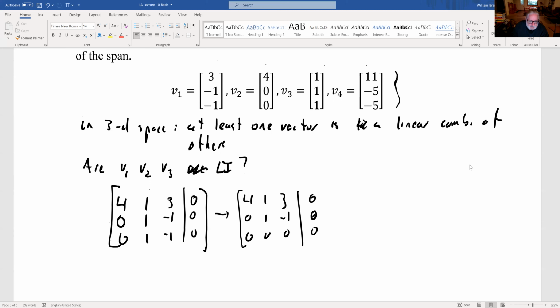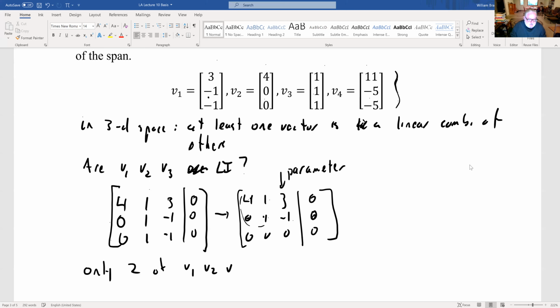What does that tell us? Well, if we continue to reduce this, we get a parameter here. Right? Because the best we can do is get 1, 0, 0, 1 in this upper right-hand corner, and then get a parameter there. So just by looking at it here, we can tell now that only 2 of these vectors are linearly independent, and the third is a linear combination of the other 2.